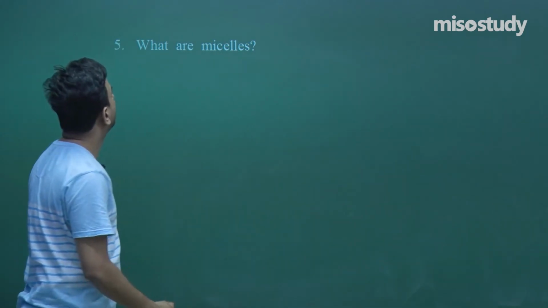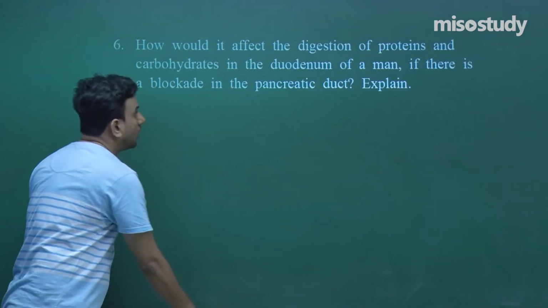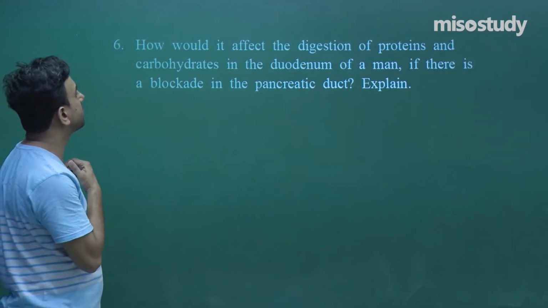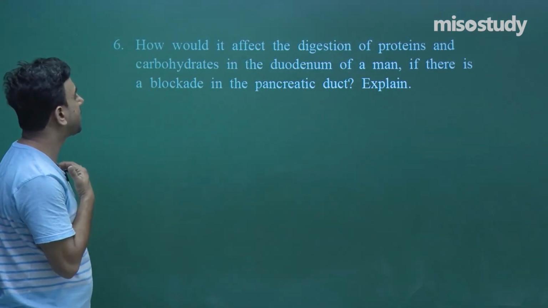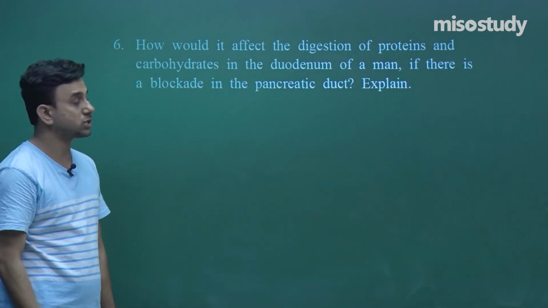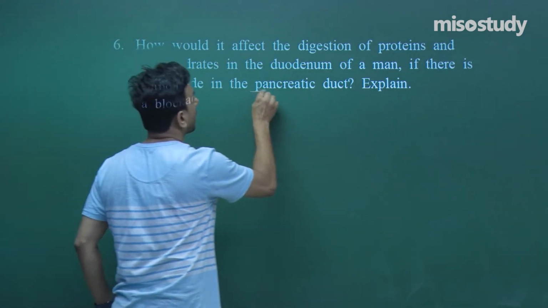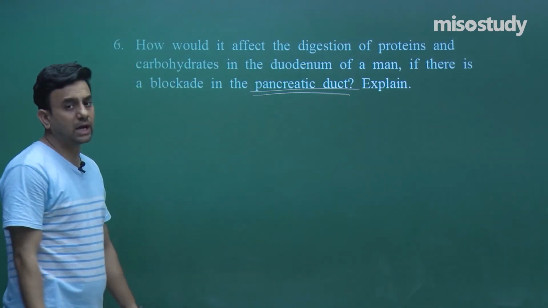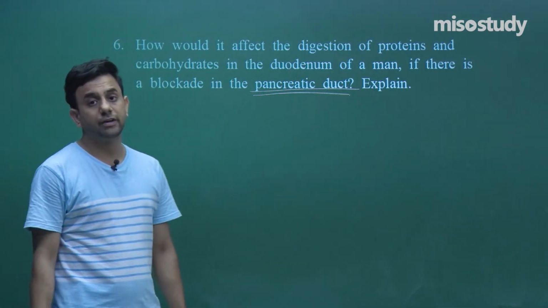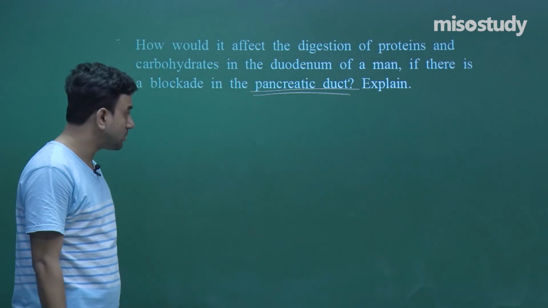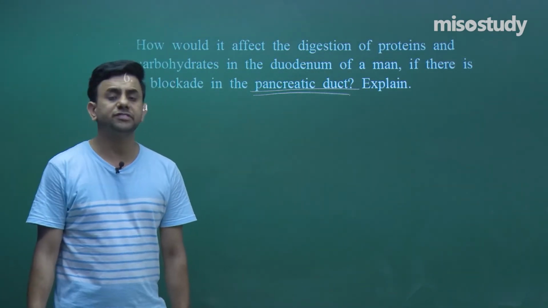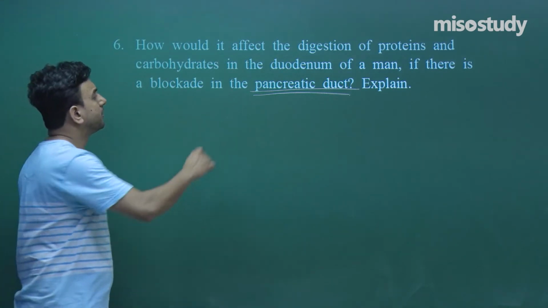Okay. How would it affect the digestion of proteins and carbohydrates in the duodenum of man if there is a blockage in the pancreatic duct? The pancreatic duct is also called the duct of Wirsung, that is the functional pancreatic duct. The non-functional pancreatic duct or the accessory duct is also called the duct of Santorini. You should all remember this.